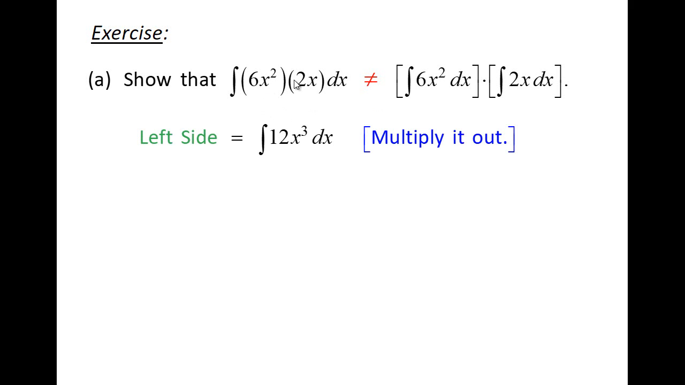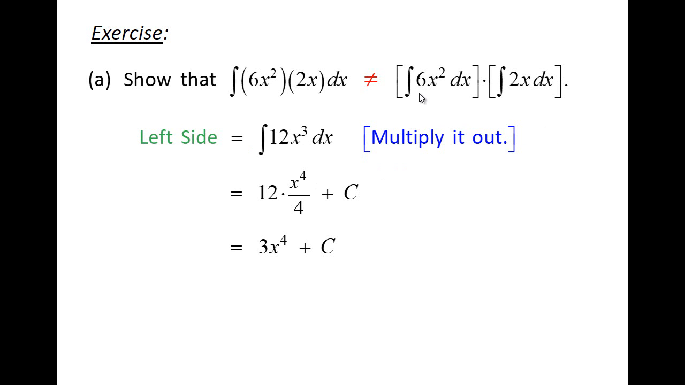So for example, notice that the left hand side here is exactly 12x cubed, and the antiderivative of that is going to be 12 times the antiderivative of x to the 3, which is going to be x to the 4 over 4 plus a c. So that's the same as 3x to the 4 plus c.